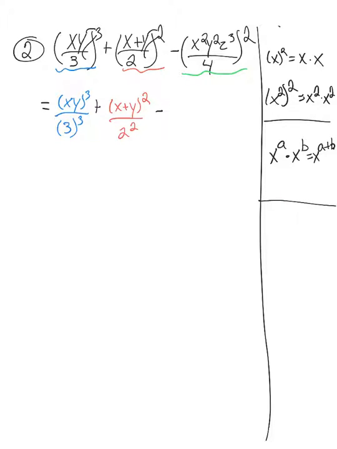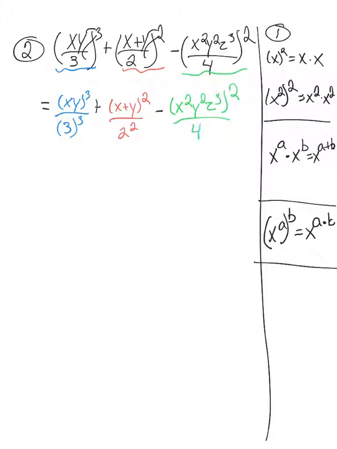Looking at the first one, x squared all squared will equal x squared times x squared, or x to the a, to the b, would equal x to the a times b. So we're going to use those three examples in order to solve the fraction in green. Minus (x squared y squared z cubed) all squared over 4 squared.